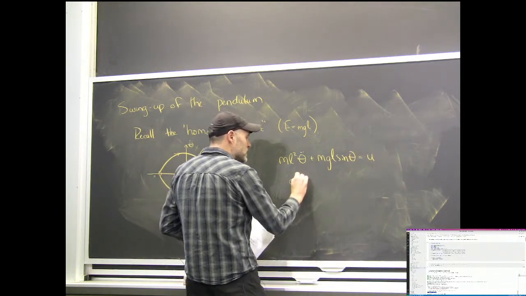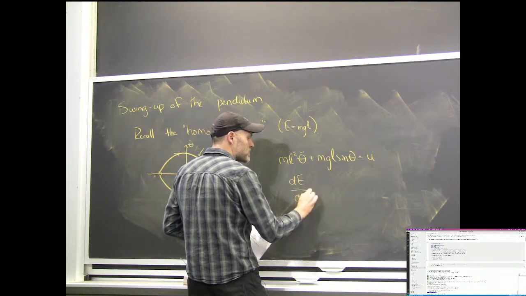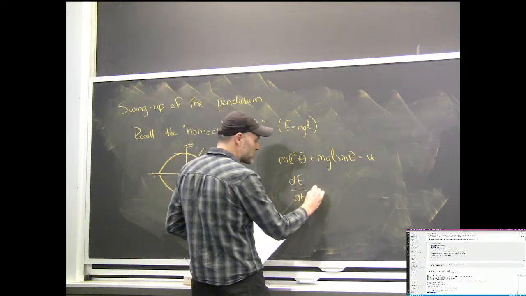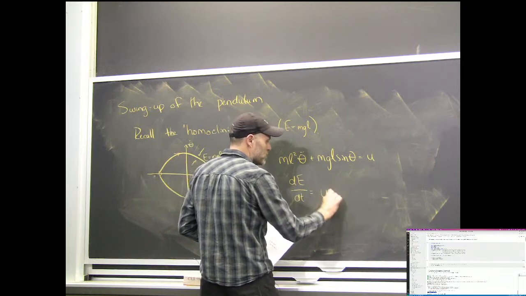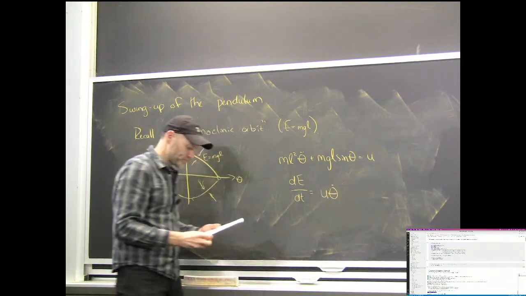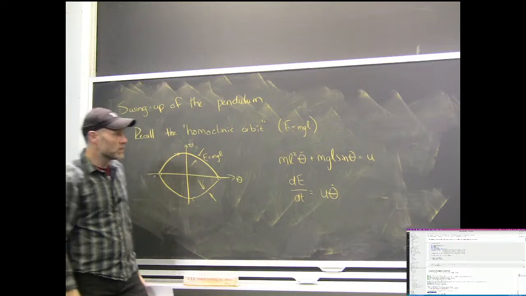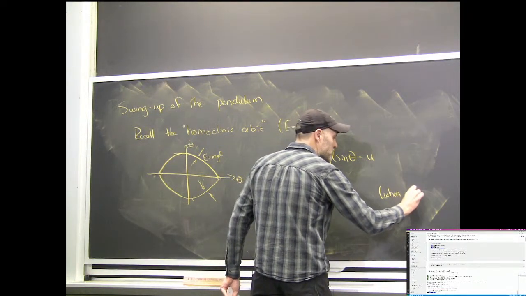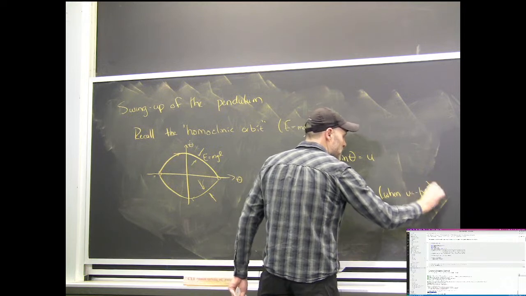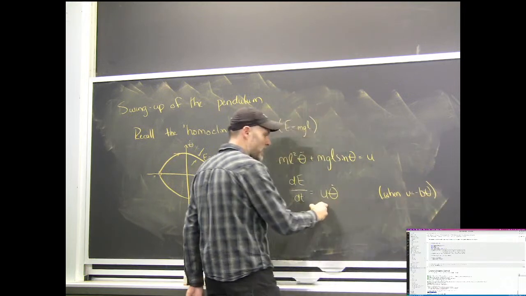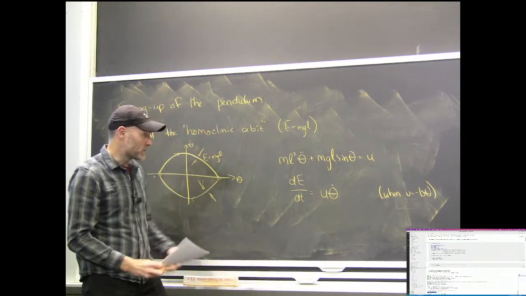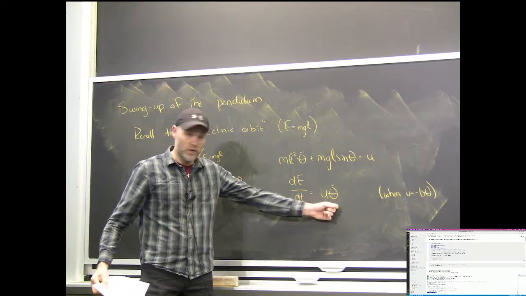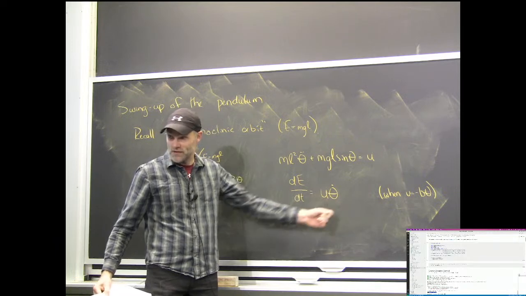Then if I do dE dt with this, remember I got negative b theta dot squared, but the generalization of that is just that it's u theta dot. What we saw before was when u equals negative b theta dot, then I got negative b theta dot squared. Okay, but generally it's just u theta dot. And this is, mechanical engineers know this, torque times velocity. That's the rate of change of energy.